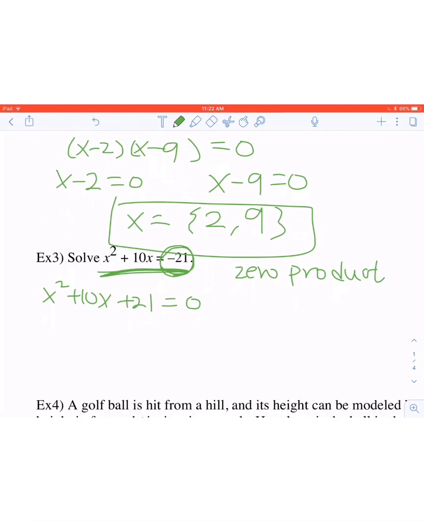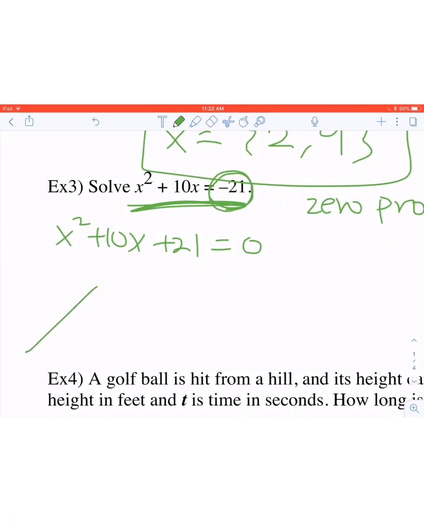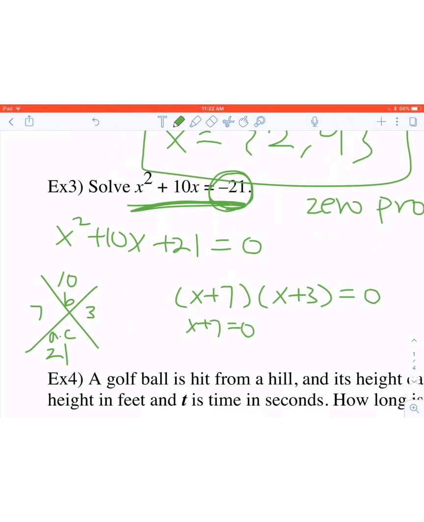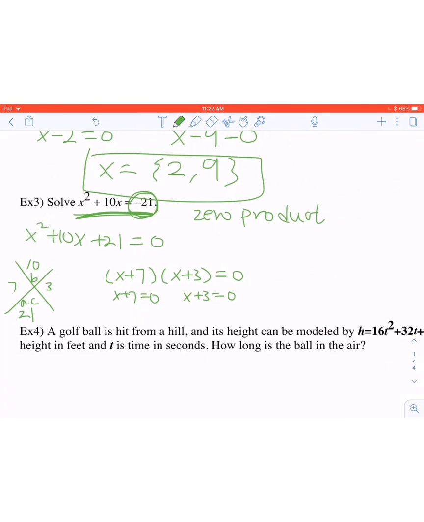Alright, so for those of you who like to use the X method, b and a times c, b is 10, a times c is 21. You're going to think of two numbers that will multiply to be 21, add to be 10. In this case, it will be 7 and 3. So it would be x plus 7 times x plus 3 is equal to 0, which makes it x plus 7 is equal to 0 or x plus 3 is equal to 0. So once again, this quadratic equation has two solutions. So x is equal to negative 7 and negative 3.